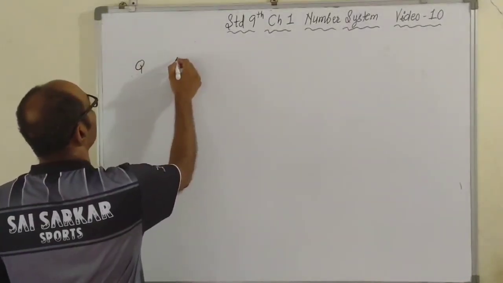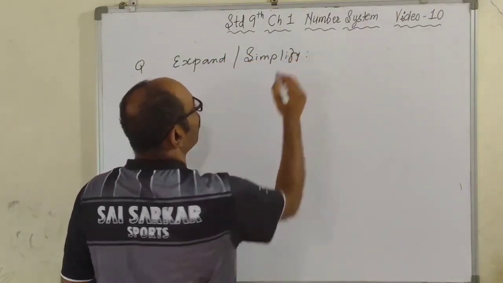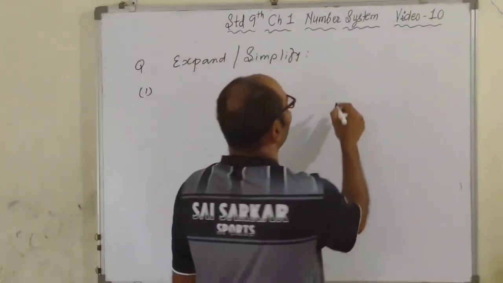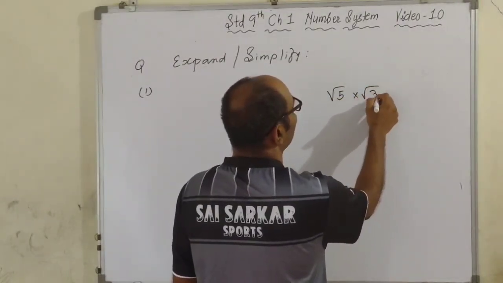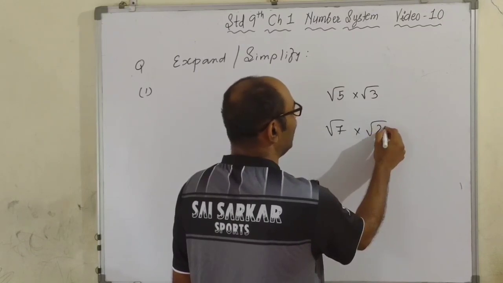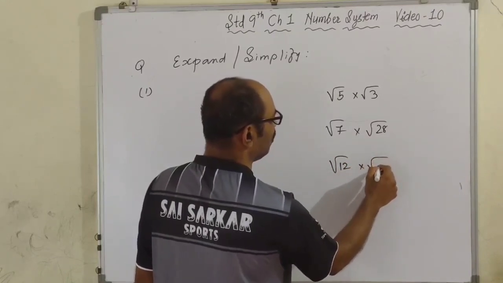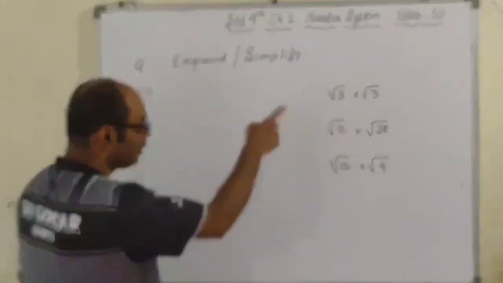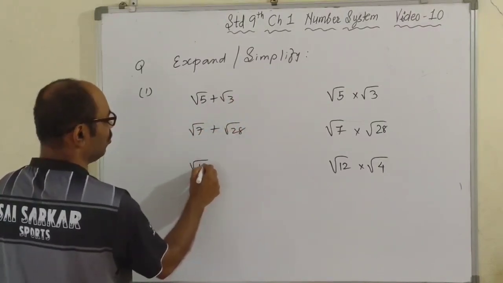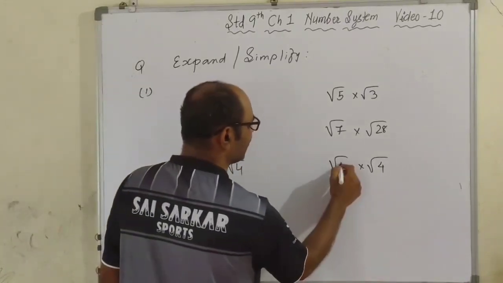The question is, expand, or they might say simplify. Expand or simplify. First, and before that, one more thing. Root 5 into root 3. Root 7 into root 28. Root 12 into root 4. Same, I'm going to add root 5 plus root 3, root 7 plus root 28, root 12 plus, plus I'll do here root 4. Let me take here root 16.